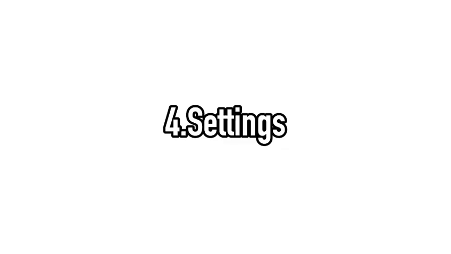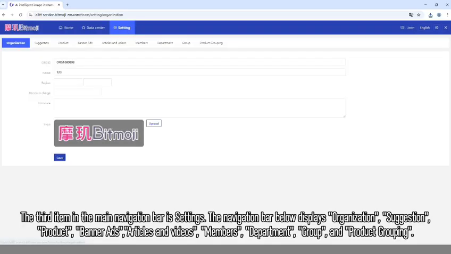Settings. The third item in the main navigation bar is Settings. The navigation bar below displays organization, suggestions, product, banner ads, articles and videos, members, department, group, and product grouping.